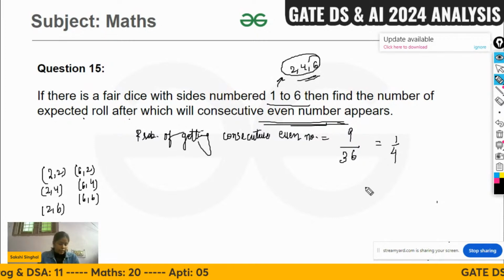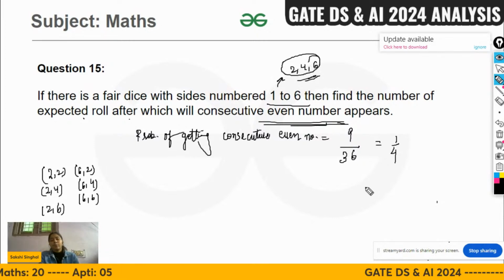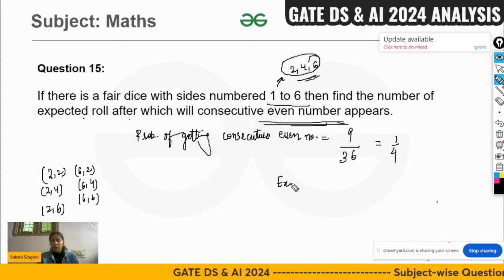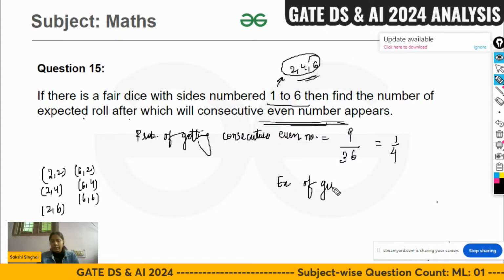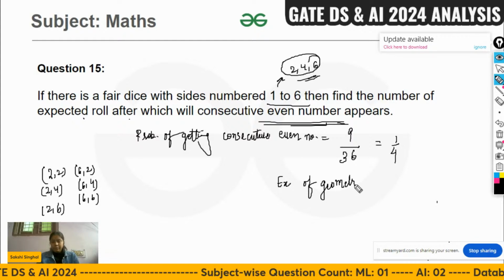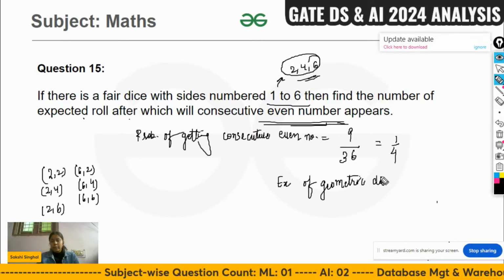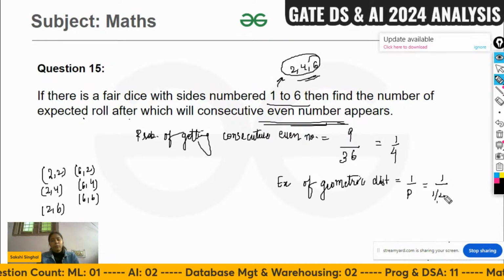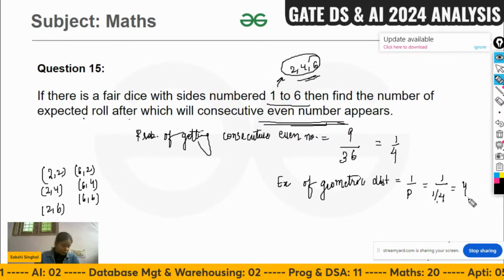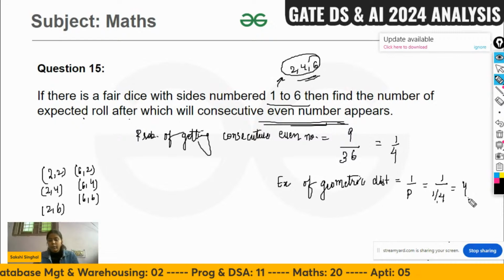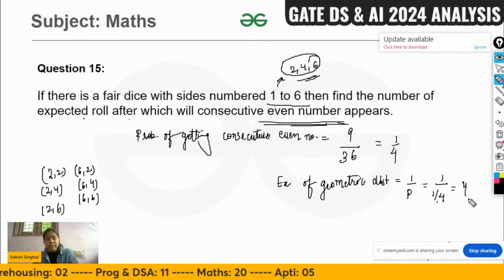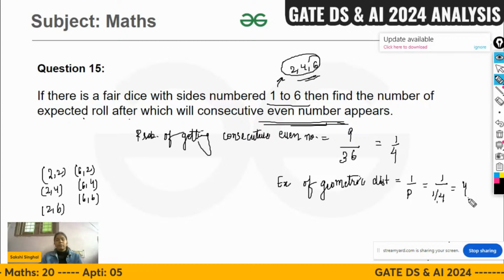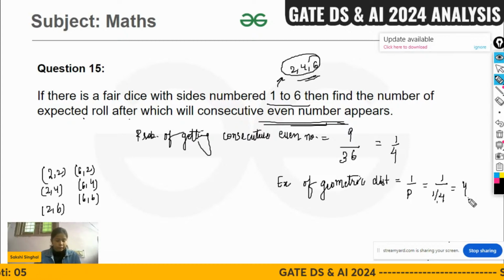And as Abid told us, the expectation of geometric distribution is 1 by p. Right, and the probability here is 1 by 4, so 1 upon 1 by 4 would give me an expectation of 4. So how many of you have done this question correct? I know that this question is a little bit tricky, but if you know geometric distribution, then you can easily solve it.